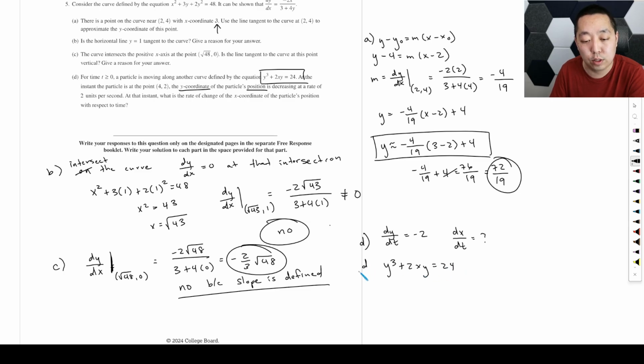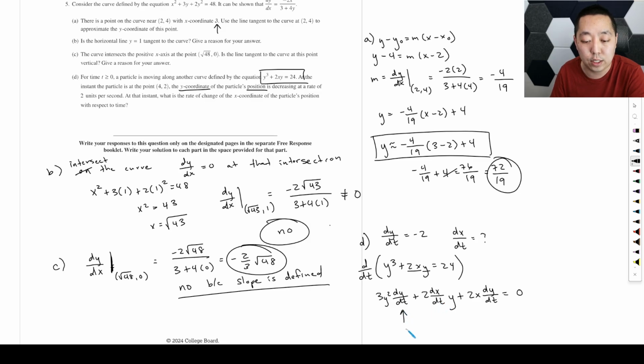And so then my goal is just to take the derivative, and it's almost like implicit differentiation, but you're just going to do 3y squared dy/dt plus this. I have to do product rule because I'm multiplying two things. So derivative of 2x is 2 dx/dt times y, and then swap it, 2x times the derivative of y, which is dy/dt, and derivative of 24 is 0. And now we plug in our -2 here, and we want to solve for dx/dt.